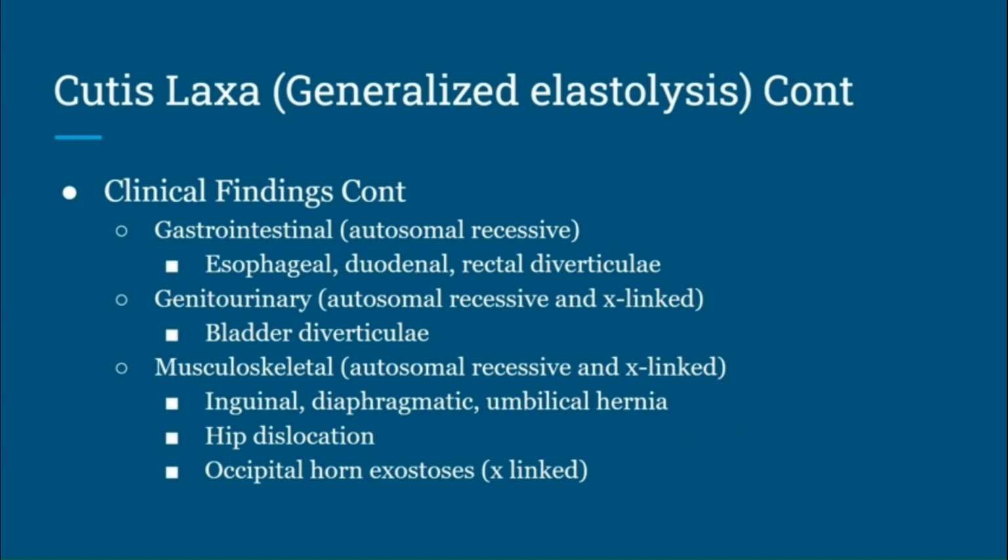Other clinical findings, you can have gastrointestinal findings like esophageal, duodenal, rectal diverticulae. GU-wise, you can have a bladder diverticulum. So just notice that there's some outpouchings, obviously, which is consistent with epithelium that is stretching and inelastic. MSK, you can have inguinal, diaphragmatic, or umbilical hernia. Again, inelastic layers of your body, as well as hip dislocation. And in the X-linked disorder, you can have an occipital horn.